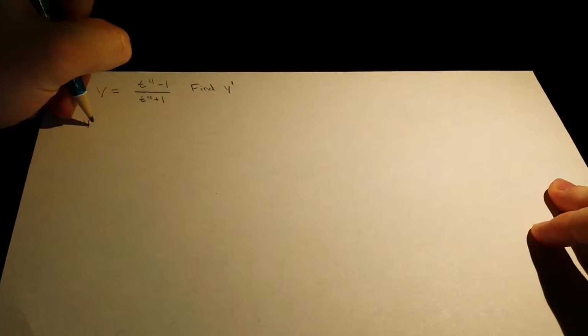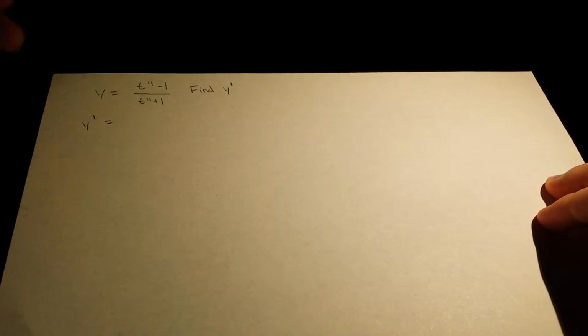Hi, this is Bryce, and for this problem we're trying to find y prime of (t to the fourth minus 1) divided by (t to the fourth plus 1). So the first thing we can do is find y prime. We can apply the quotient rule, which will bring this first term up in here, and we'll be able to just apply the quotient rule.